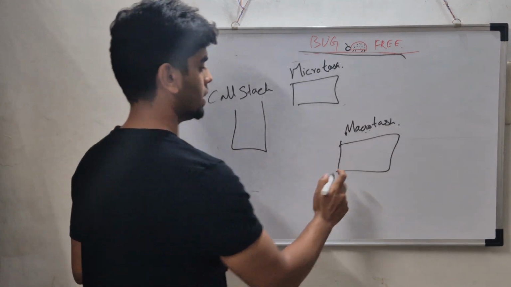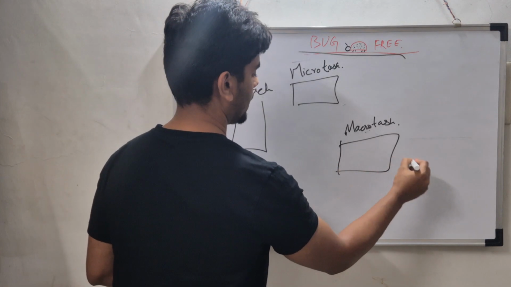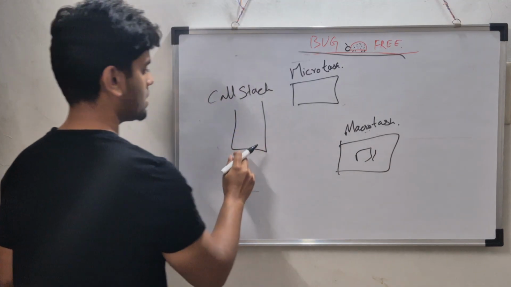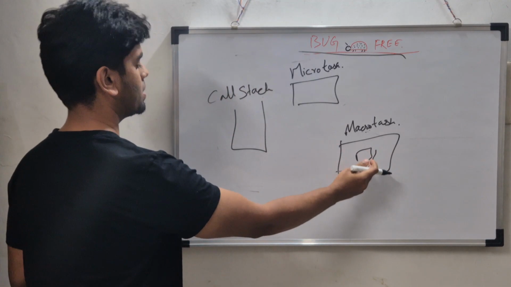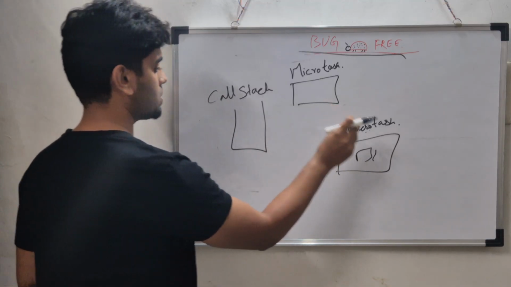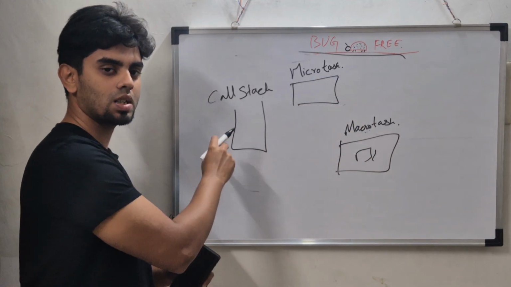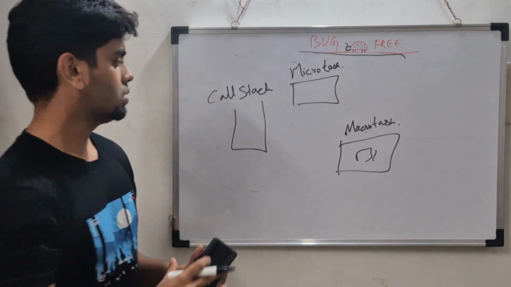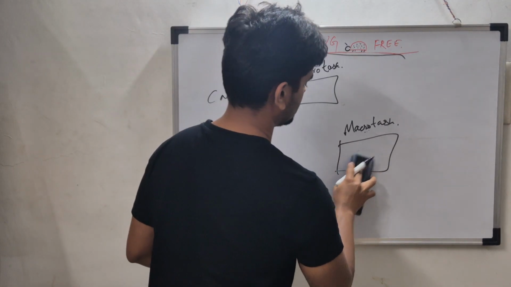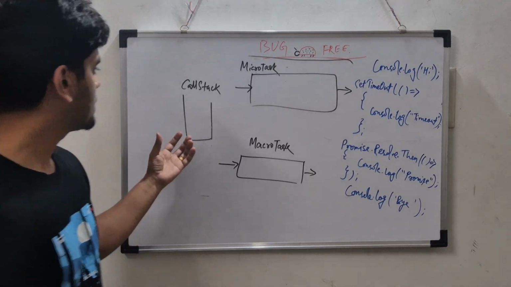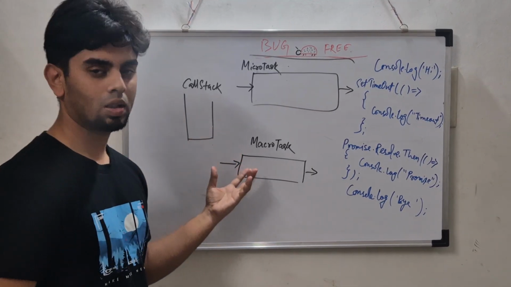The main work of the macro task and micro task queues is handling the asynchronous code. They hold the code that runs asynchronously in their memory, and once the call stack becomes empty, their work is to push their code to the call stack. Whatever they have stored in their memory space, they push to the call stack, and the call stack executes that code. So theoretically we have seen how the call stack, micro task and macro task work.